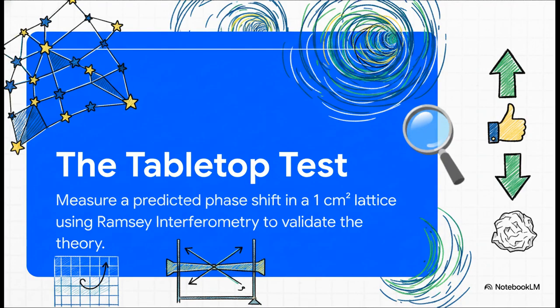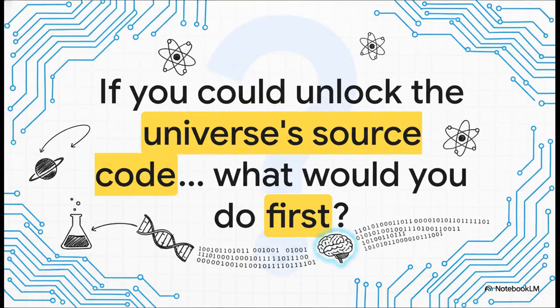But this right here is the most crucial point in the entire paper. For all its cosmic, reality-shattering claims, the entire theory is falsifiable. It all comes down to a single, achievable, tabletop experiment. You'd use a well-known technique called Ramsey interferometry to test just a 1 centimeter square piece of this special lattice, and you'd look for a tiny, very specific predicted phase shift. If that shift is there, the theory is on solid ground. And if it's not, the whole thing falls apart. It's that simple. And that just leaves us with a pretty mind-blowing final thought.